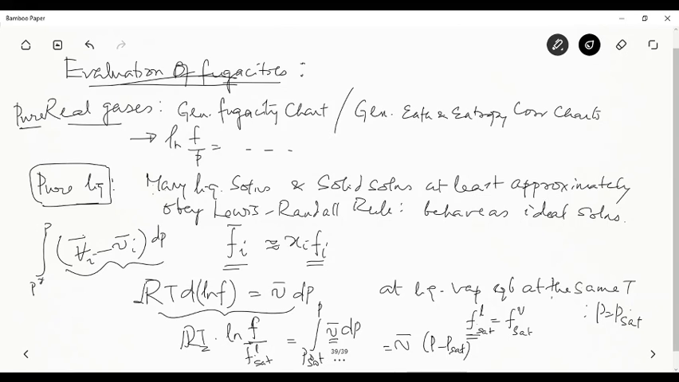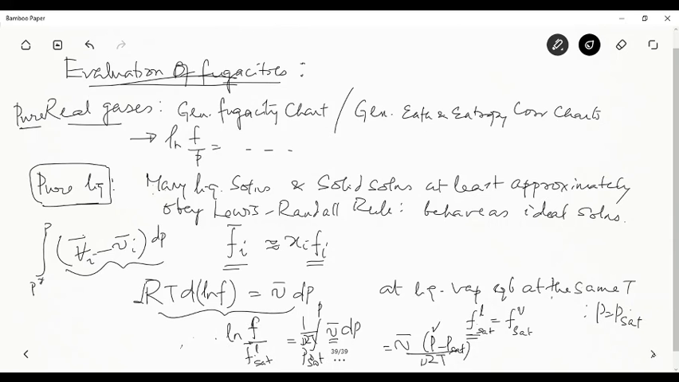Let me get that RT to this side, so this will be 1 over RT. And if the pressure at which we are evaluating this fugacity is not very different from P sat, if it is a comparable pressure, since this small v is a very small value for liquids, this correction can be neglected. And we can say F is approximately equal to FL sat.